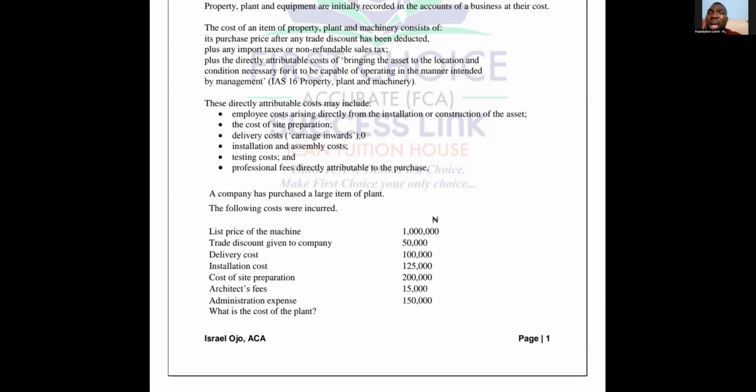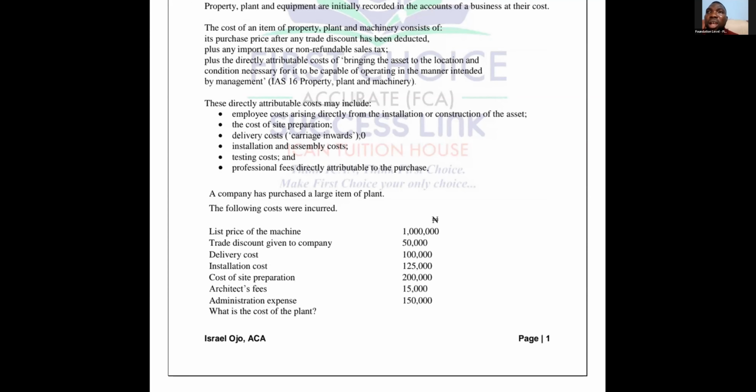Then delivery cost. Is delivery cost actually relevant? It's relevant because if we decide not to buy the plant, we are not going to incur the cost. But if we buy the plant, we are going to incur the cost. So the cost is directly linked to the purchase of the plant. So delivery cost will be added to the cost of purchase. Installation cost also will be added because if we don't buy plants, we are not going to install anything. So that will also be added to the cost of the plant.